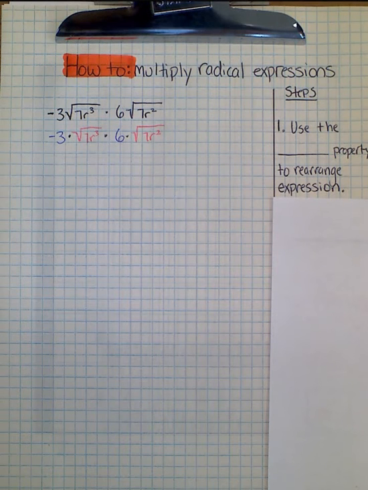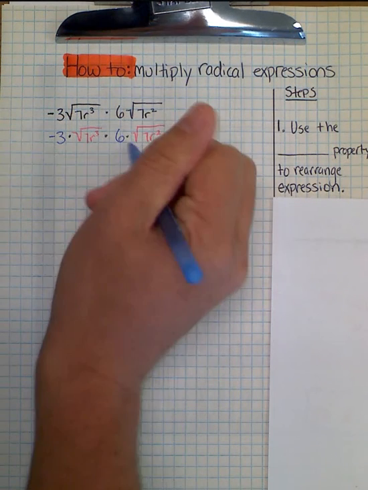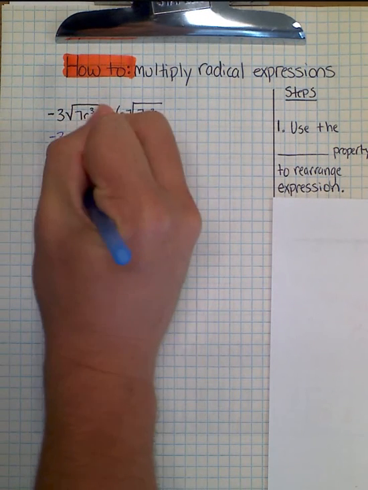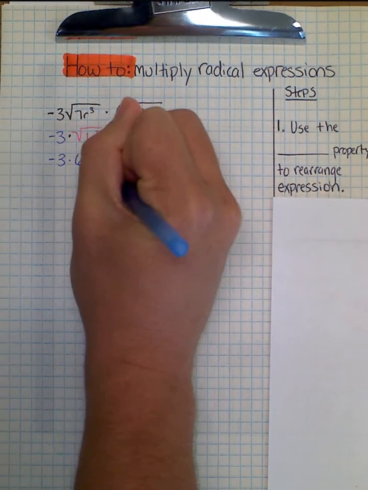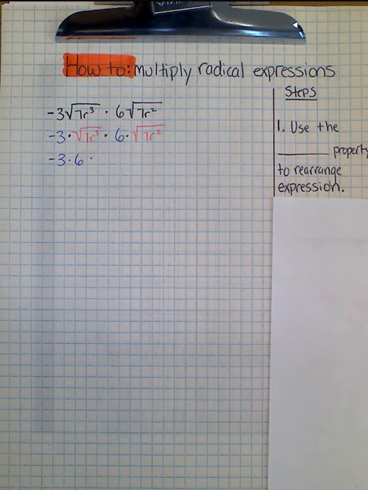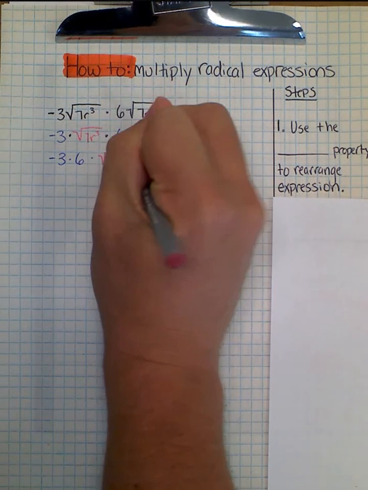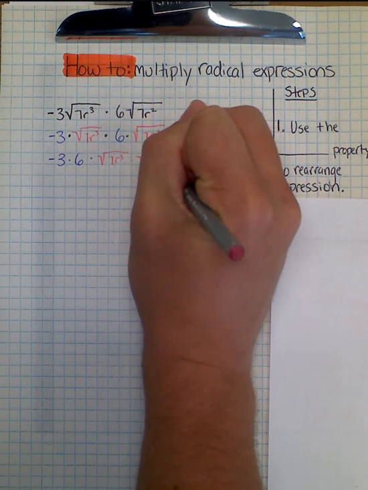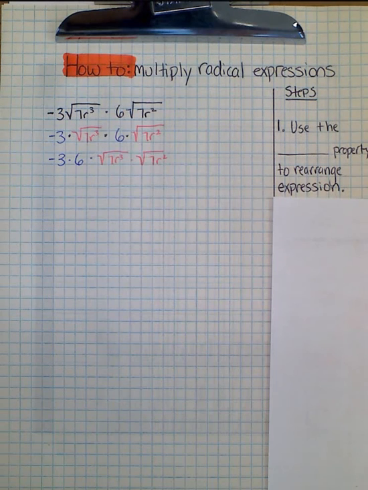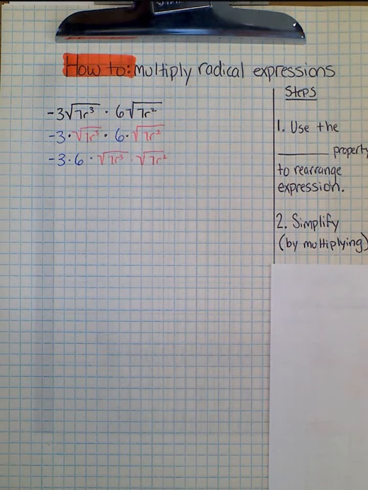Okay, so now I'm going to rearrange this, like I said, and I'm going to put what's in blue together, so negative 3 times positive 6, and then still multiplying all of this stuff. I'm going to take my square root of 7r cubed times square root of 7r squared. Okay, and I put them together. And my second step here is just to simplify my expression for what I can.